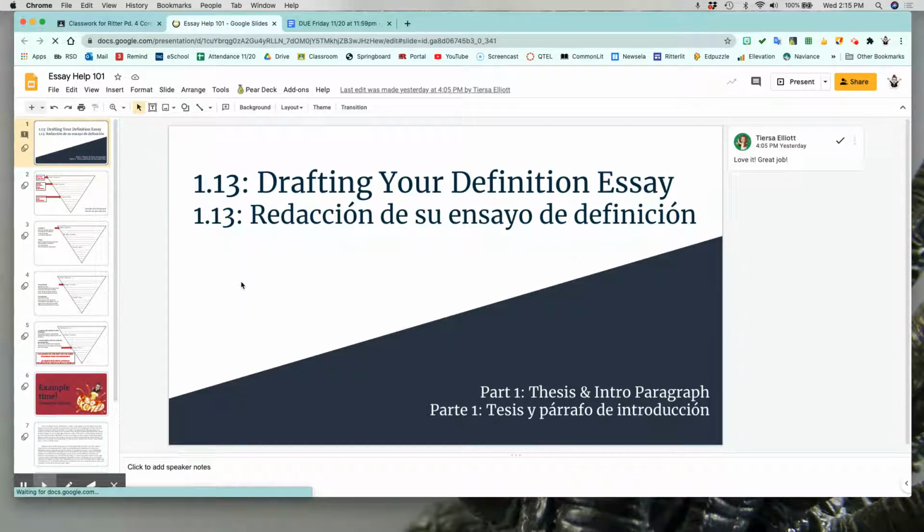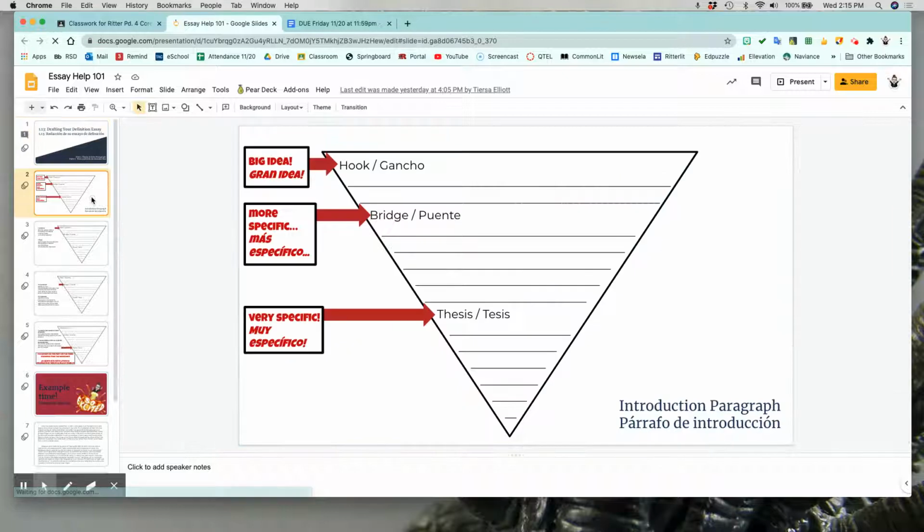There are three main parts in an introduction paragraph. It is usually written in this sort of upside down triangle shape, which is called a funnel. Because you go from a big idea, the wide part of the triangle, to a more specific idea in the middle, and then you get very specific down at the end because it is your thesis statement and it is telling your reader exactly what you're going to talk about in your paper.